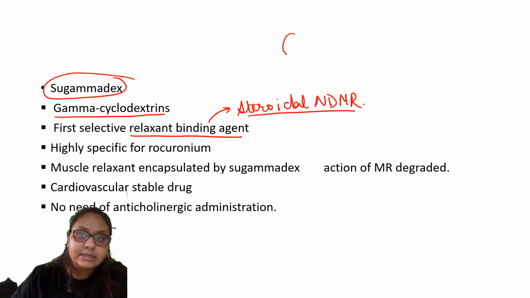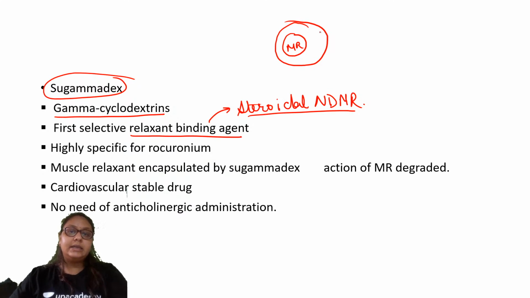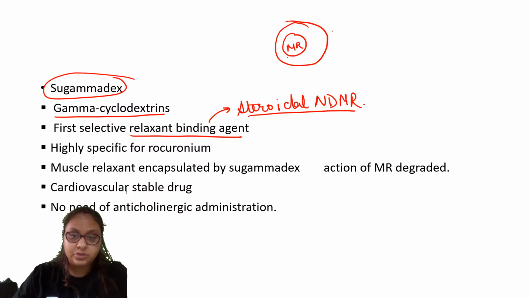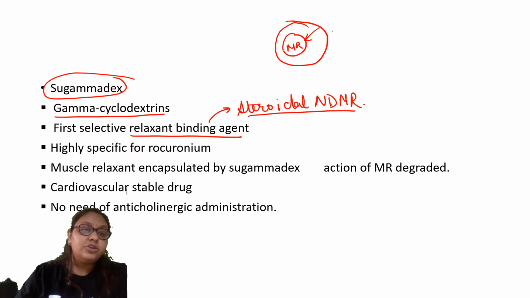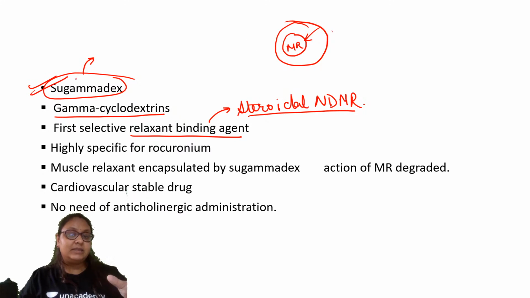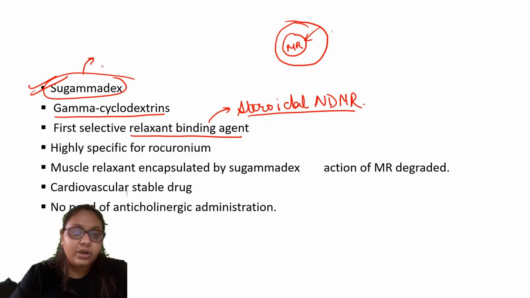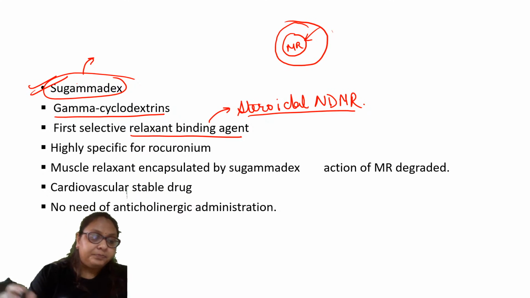What it does is, this muscle relaxant is encapsulated by the sugamadex, and therefore it degrades this muscle relaxant. So this is how sugamadex works. Just remember, sugamadex is a reversal agent which is specific for the steroidal group of non-depolarizing muscle relaxants. Is it clear? Any doubts? Dr. Rahul, any doubts for this?